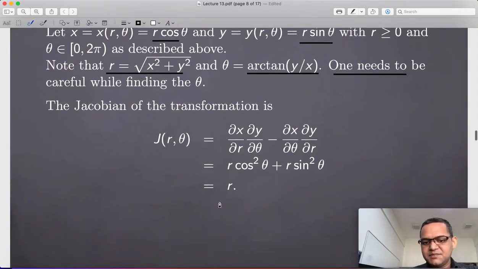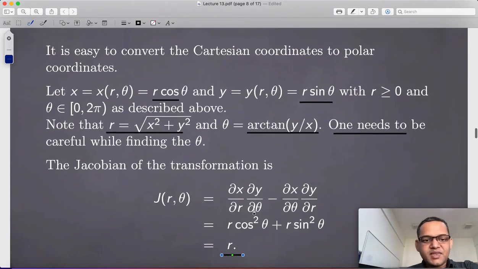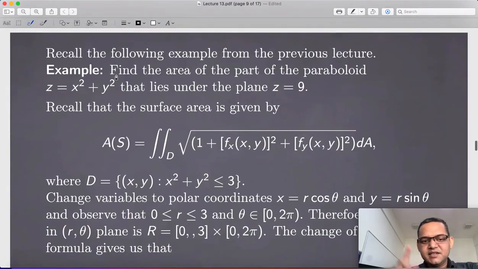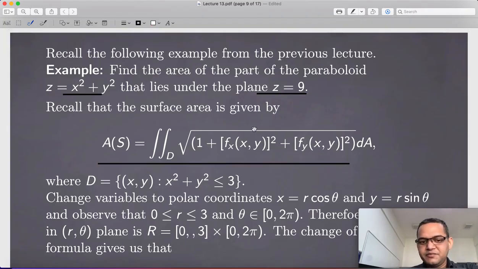So you compute these terms, and in this case this is precisely just r, the theta term just vanished, because this is cos square plus sin square. So what does it tell us? It tells us that if I have this integral, this is precisely the integral which we were trying to compute in the previous lecture. So we were trying to find the area of the part of this paraboloid which lies under the plane. And we had this double integral to compute to find this area, correct?